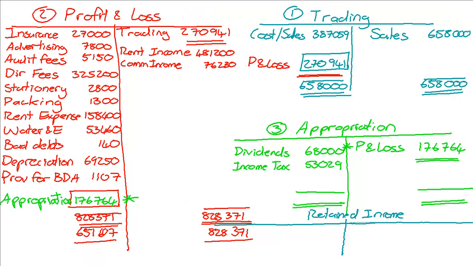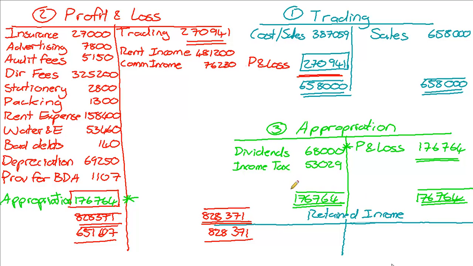Finally, the last account that we'll have to close off is this appropriation account. Again, we're going to add up our credits and add up our debits. You can immediately see that the 176 is going to be greater than the 68 plus the 53. So the credit side is going to be the bigger total. So I can fill in 176,764 on both sides.